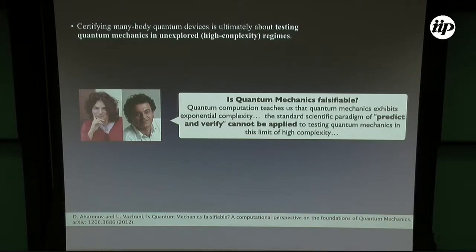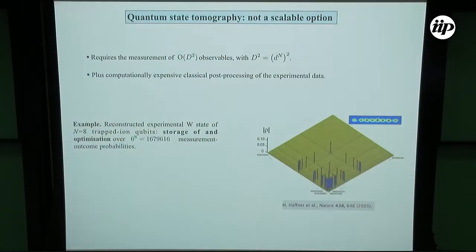From quantum computing, we know that simulating many-body quantum systems is exponentially complex on a classical machine. So ultimately, the question about certifying a many-body quantum system is also about testing quantum mechanics in a newly available regime of high computational complexity. This moves us away from the paradigm of the philosopher Popper, which is the basis of the scientific method of predict and verify. Here we cannot predict the outcomes of measurements on many-body quantum systems.